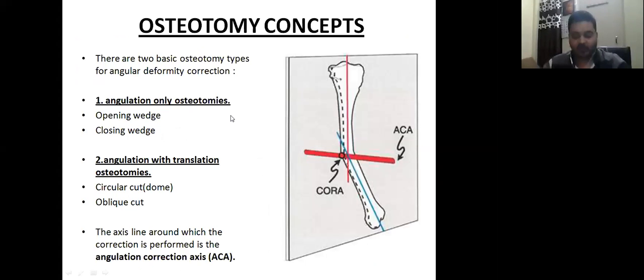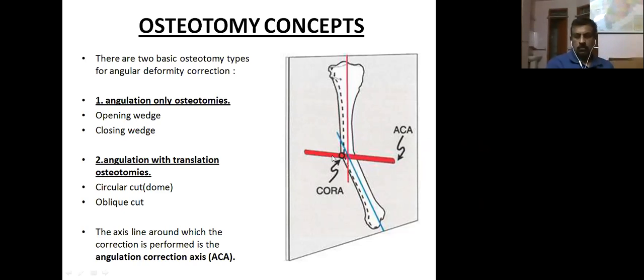Now, after planning the deformity correction, we have come to know whether the femur or the tibia is taking part in the deformity, or the knee joint, the condyles, is taking part. After ruling out everything and quantifying the CORA, how much deformity is present, we can plan our deformity correction accordingly. So the basis of that deformity correction is the osteotomy.